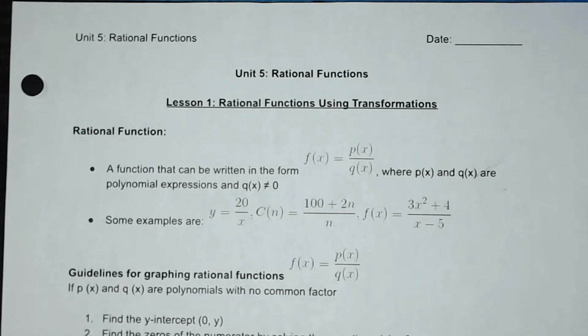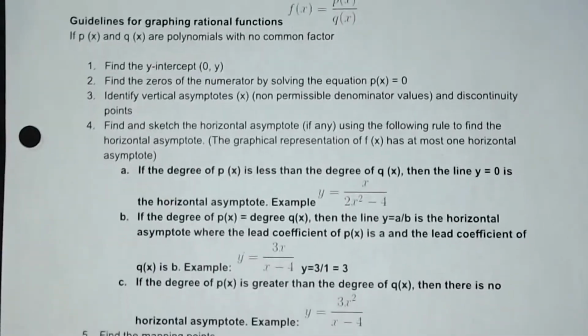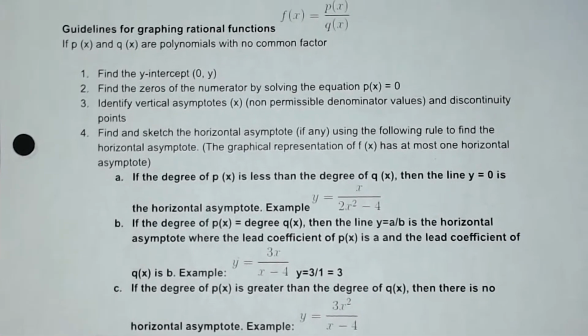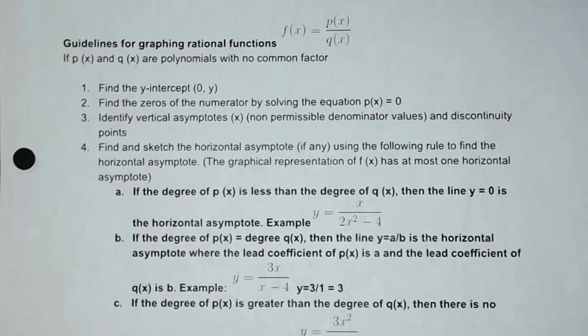So remember that an asymptote is a line that the graph cannot touch. It will forever approach it, but never actually touch it. Now, when we're graphing these rational functions, p of x over q of x, if they're polynomials with no common factor, there's some steps that you need to do. So they're listed there for you.